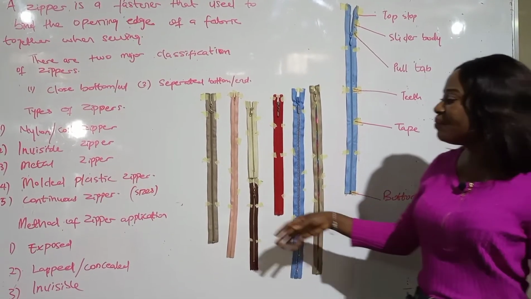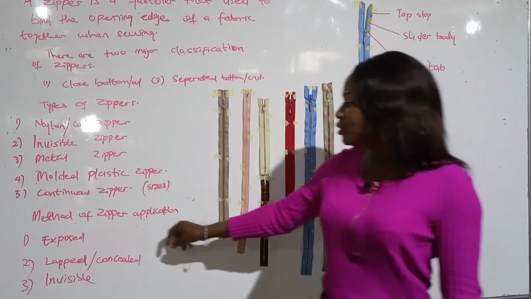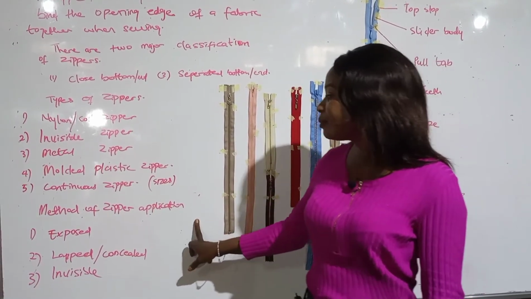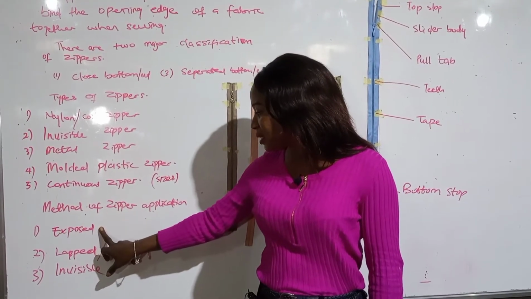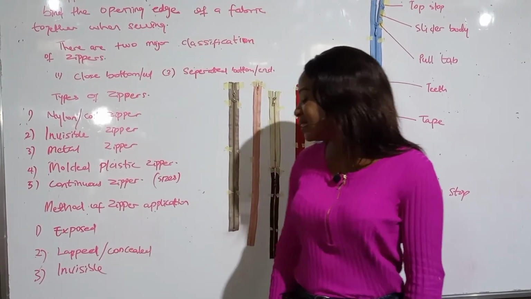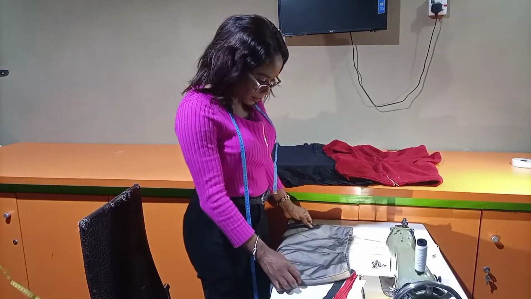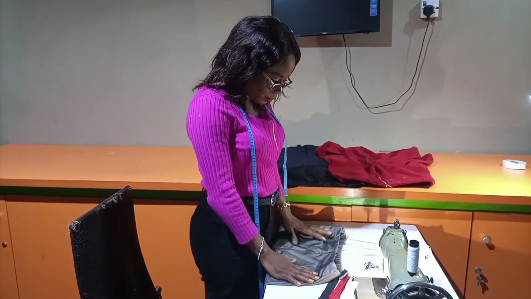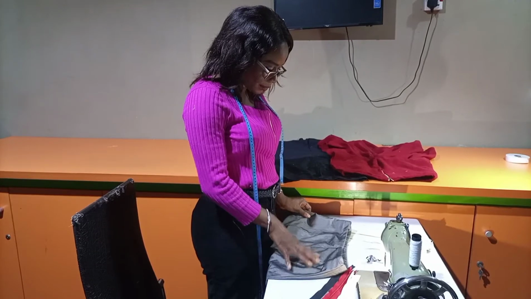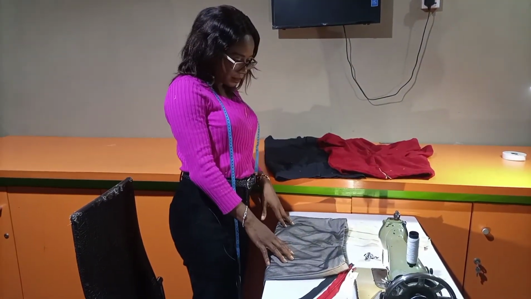And we also have various methods of zipper application. I'm going to show you the various methods of zipper application practically. The first one is the exposed zipper application method, then the lap or concealed method, and the invisible method. Come to the sewing machine where I'm going to demonstrate the practical method of the various types of zipper application.